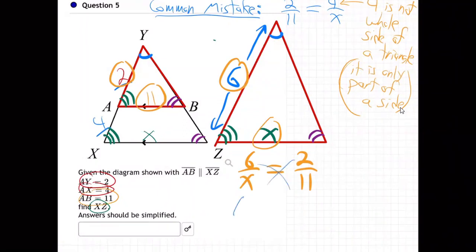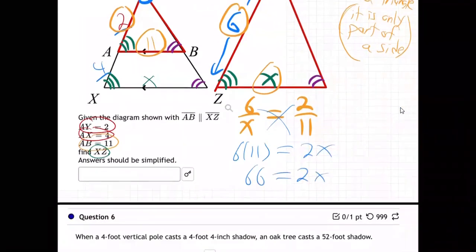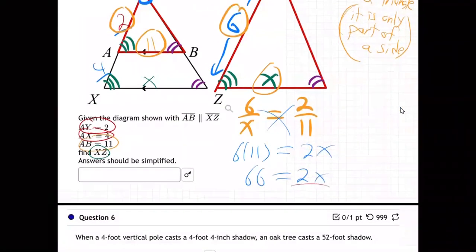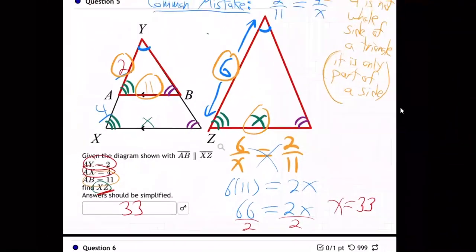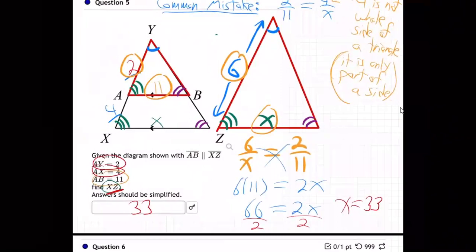Cross multiply. 6 times 11 is X times 2, or 2X if that bugs you. 2X, that's 66 is 2X. Last step, divide by 2. So X is 33. And that's what they wanted, XZ, which is X. So watch out, draw the whole triangle, and that way you get the whole side 6 instead of accidentally using the 4.